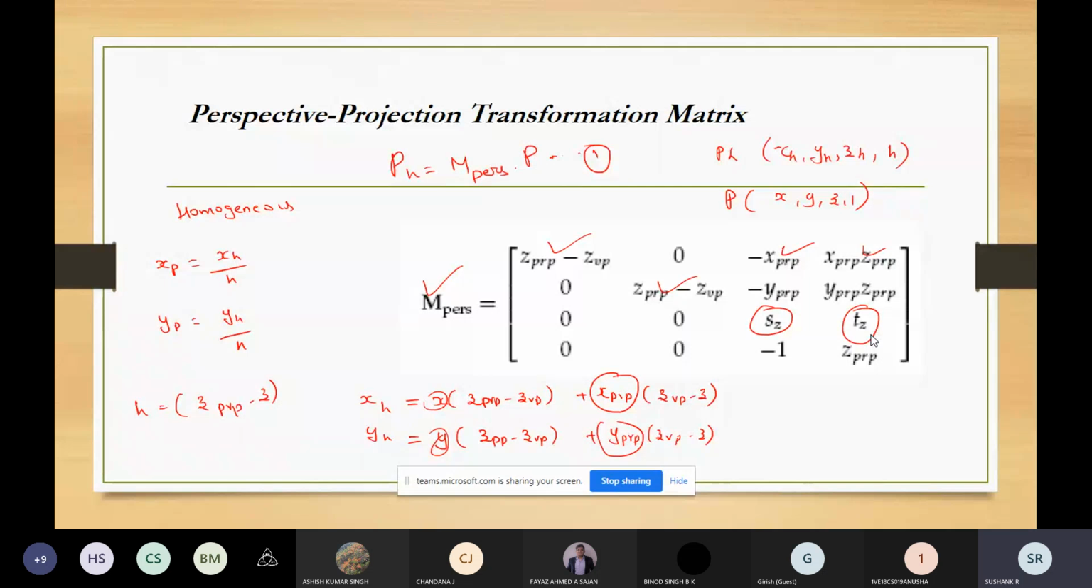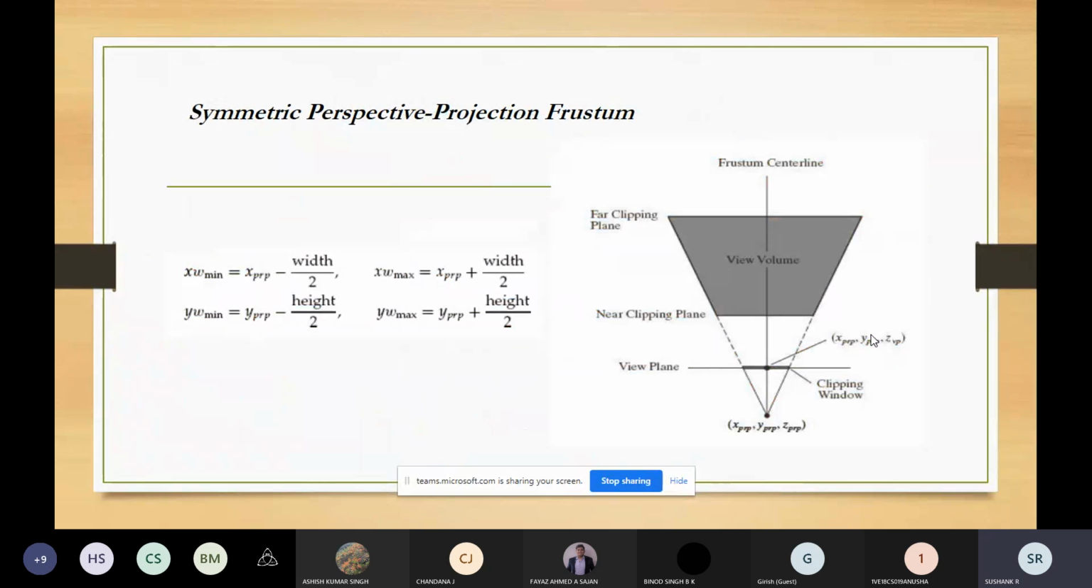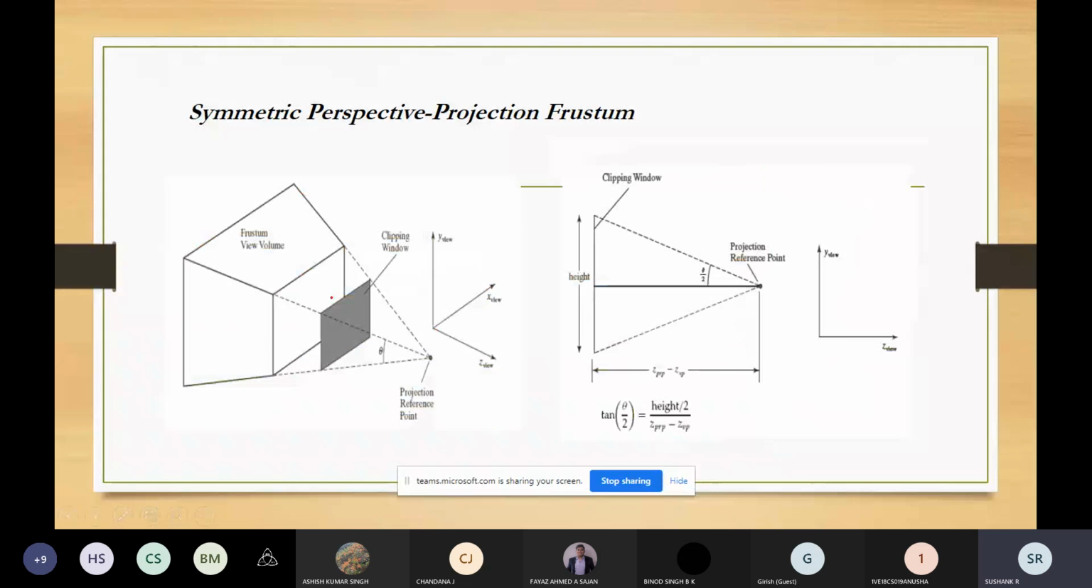Like this we have so many values. Next we'll be talking about the symmetric perspective projection frustum, where you are dividing this view into two parts equally, left hand side and right hand side. The calculation will be based on the width and height. Similarly, check the frustum view volume and the angle, where you will calculate tan theta and cot theta values based on the trigonometric references.